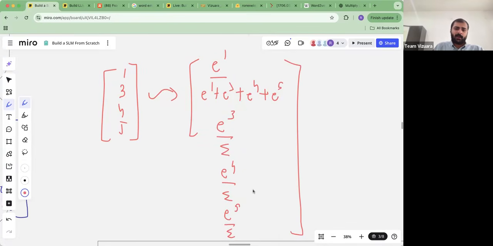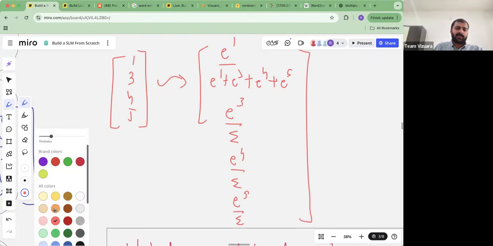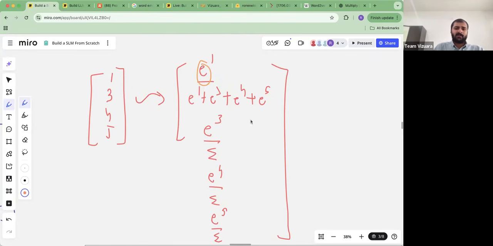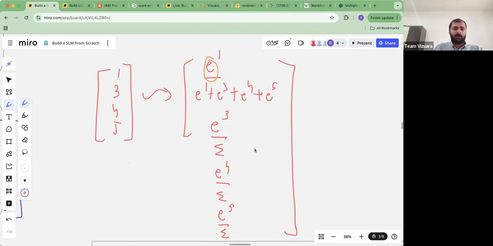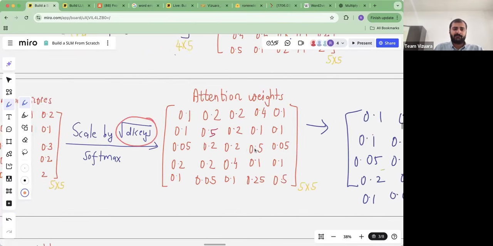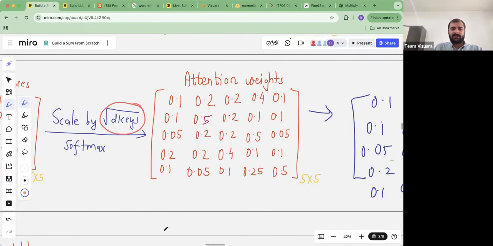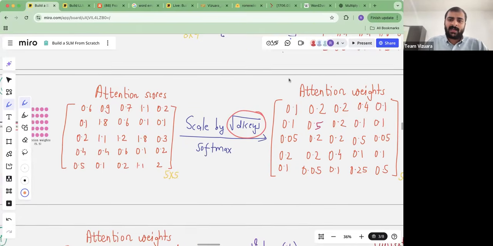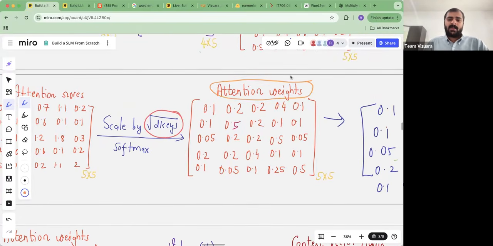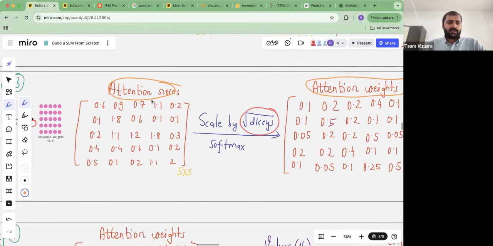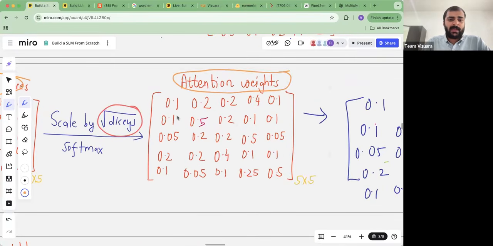Now, if you carefully take a look at all these values, you'll see that they add up to 1. That's very nice. And since it's an exponential operation, they are always positive. So these values can be interpreted as probabilities when you apply the softmax function. So now when I scale the attention scores matrix and apply the softmax, the matrix which we get is called the attention weights. That's the difference between attention scores and attention weights. If you only look at attention scores, the rows do not typically add up to 1. But with attention weights, since we have applied softmax, the rows will add up to 1.